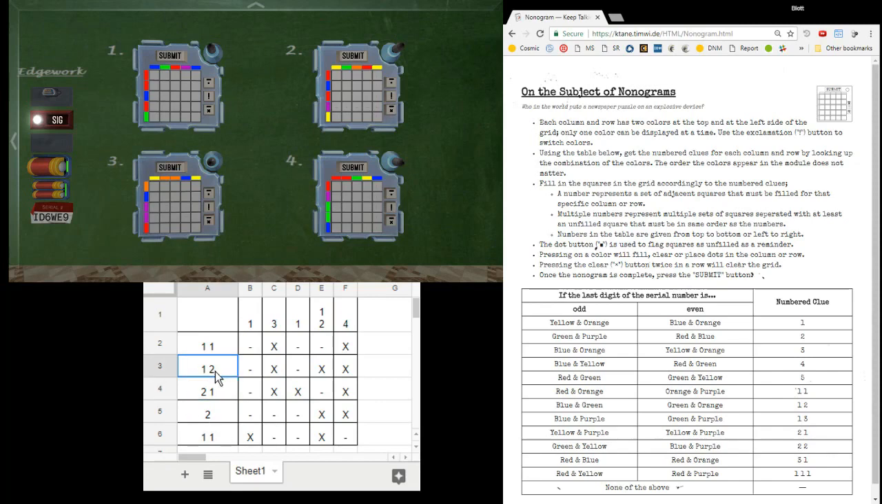And so, again, notice what this means. This 1, 2 means we had a square, we have a gap, and then we have 2 more. 2, 1 means we have 2 squares, a gap, 1 more. 3 is 3 in a row. 4 is 4 in a row. 1, 2, 1, gap, 2. And these gaps, in this particular instance, are all gaps of 1.